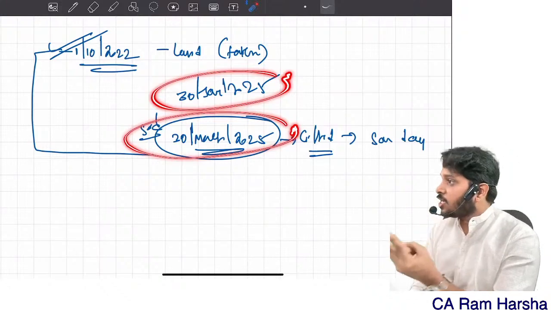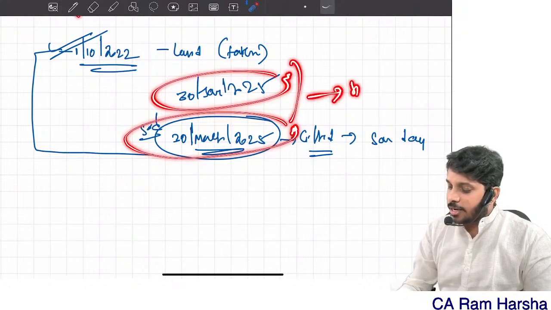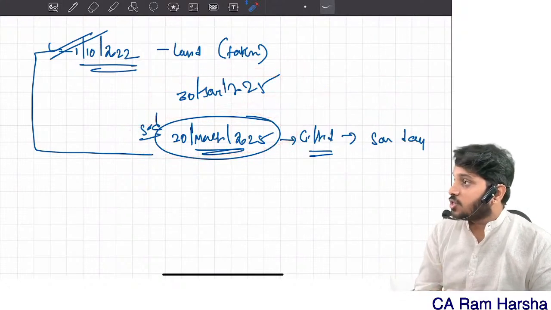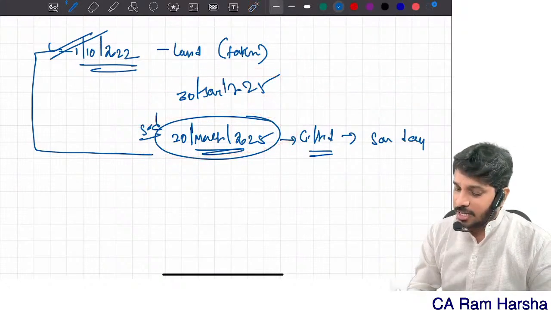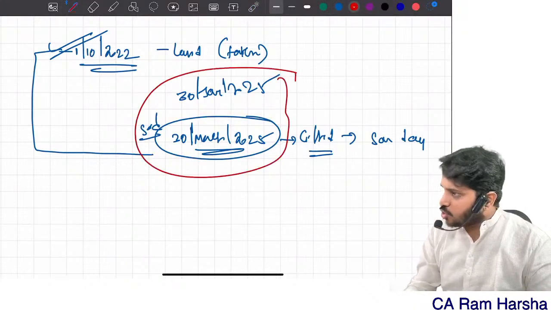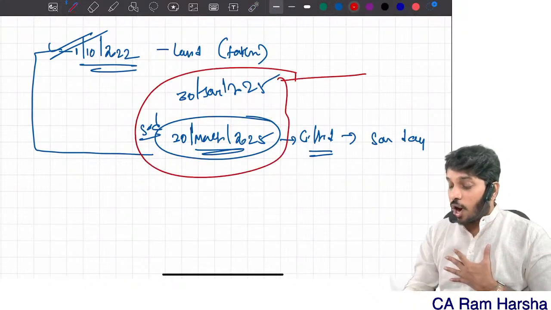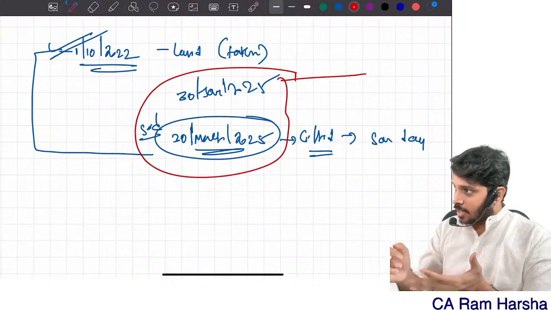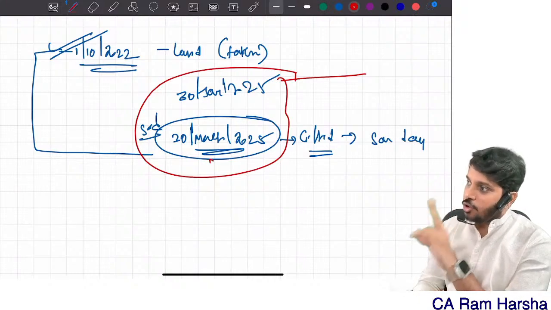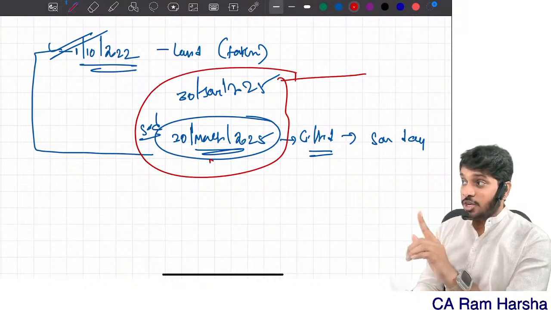Since it is less than 24, we naturally think it's a short-term capital asset. Wrong. This is not how you should do it. Generally, period of holding means these 2 dates only. That is correct if on 30th Jan I purchased the land and sold it on 30th March, the period of holding is 2 months. Perfect. But you didn't purchase it.